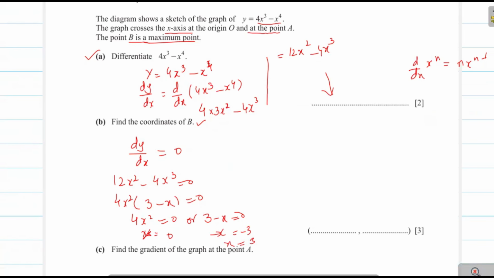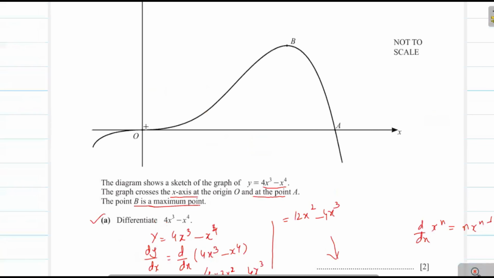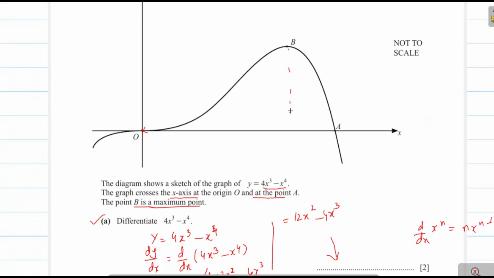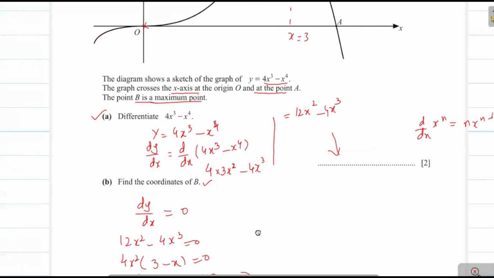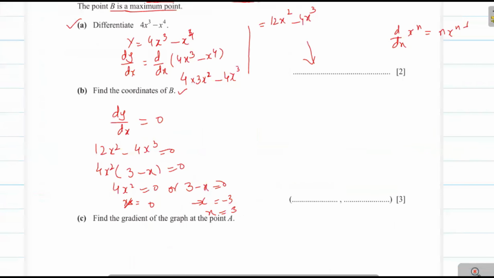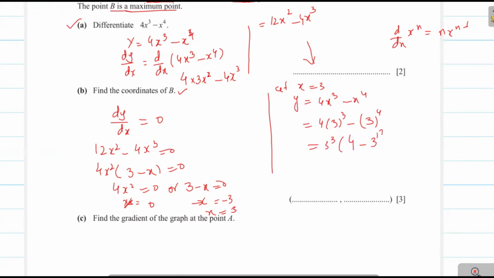Now you see here the here is the point 0, and this would be the point 3, because here are 2 points x0 and x3. Therefore, the maximum point will be x equal to 3, and at x equal to 3, y equal to 4x cube minus x4. This value becomes 4 into 3 power 3 minus 3 power 4. We take the common 3 power 3, that's 4 minus 3 power 1, and that's equal to 27 into 1.